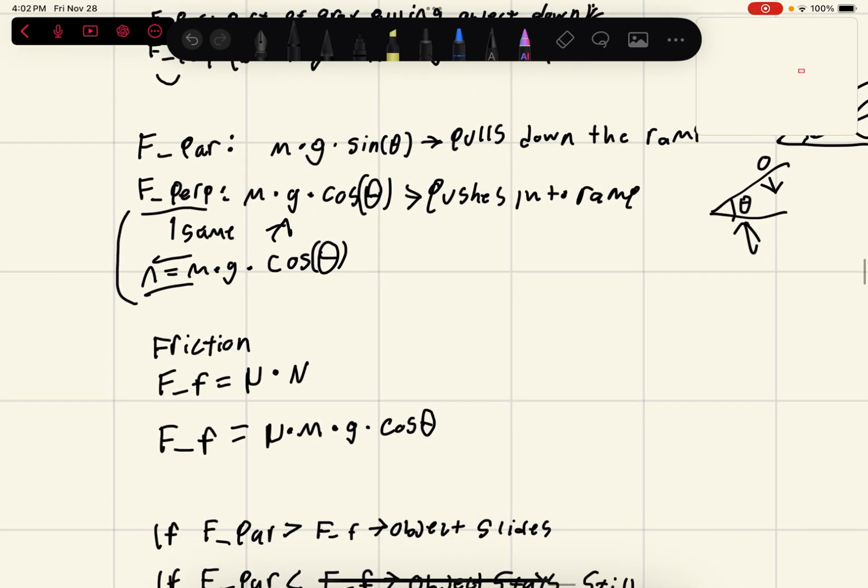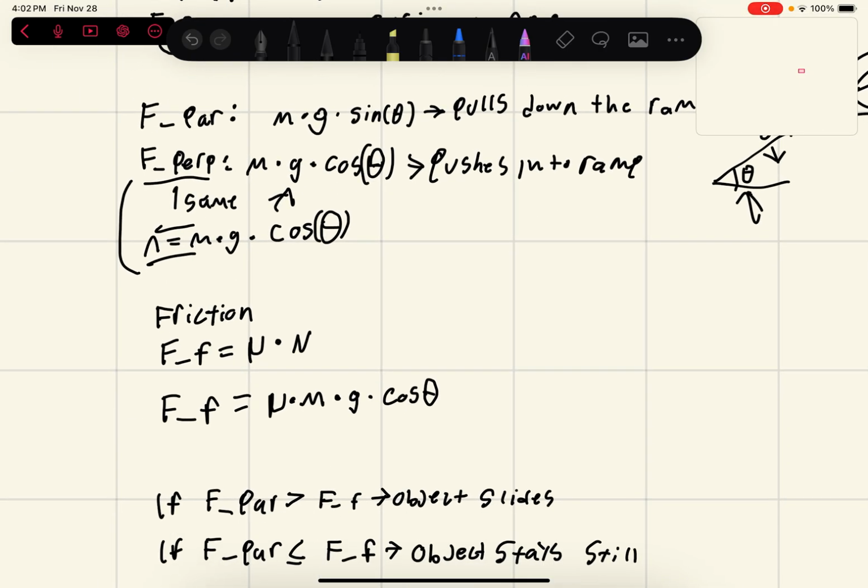Okay. Friction is shown. So this is friction opposing motion, F underscore little f right here. This is expressed as F underscore little f equals this little symbol here that looks like an upside down N, which is actually the coefficient of friction, times the normal force.